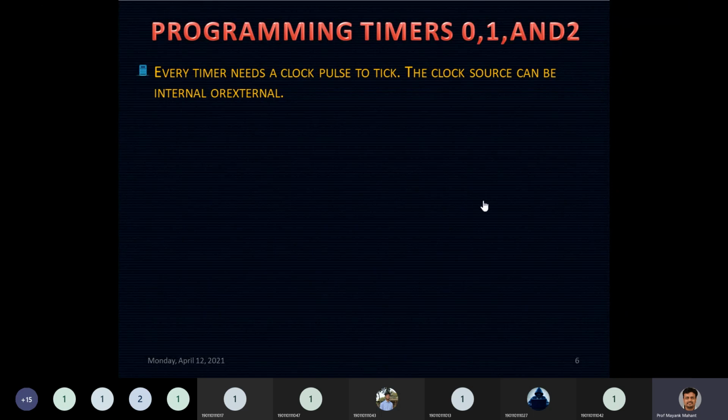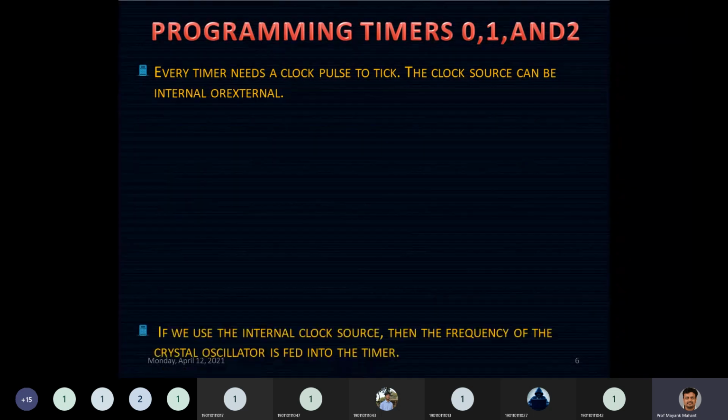Hello, I request everyone to please mute your mic so that there may not be any unnecessary disturbance. Number 28, please mute your mic. Okay, thank you.